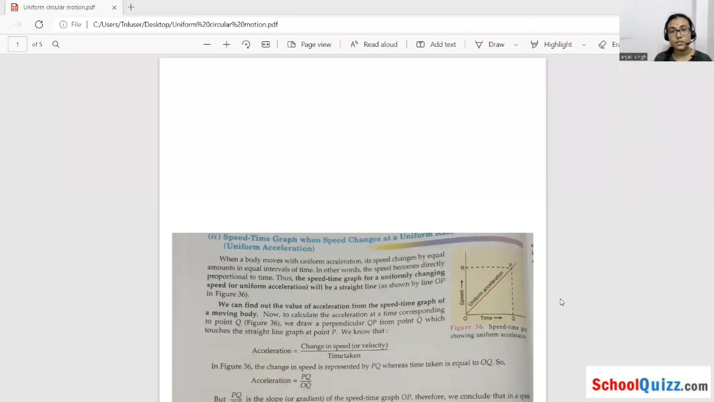Sorry, in the previous session we discussed the equations of motion. In this session we'll discuss uniform motion, uniform circular motion, and the graphs which will tell you about uniformly accelerated motion, and some other graphs also. I'll start the session by sharing my screen. Are you able to see?